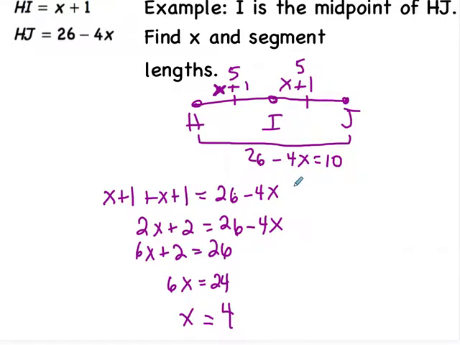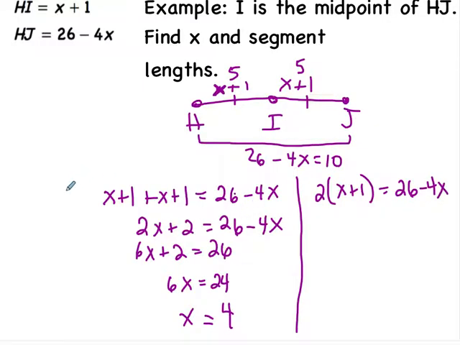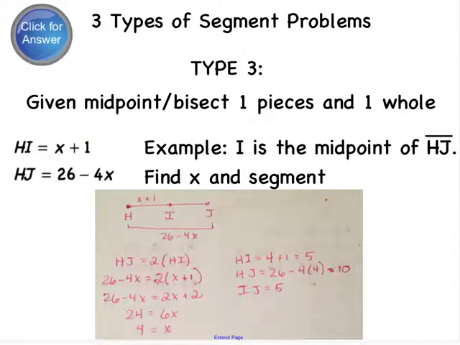An alternate way of looking at this is saying, okay, well, if I have a half and it's part of this whole, I can take 2 times my piece and set it equal to the whole segment. You'll notice that this and this are equivalent. It's just different ways of looking at it. So there you have it.